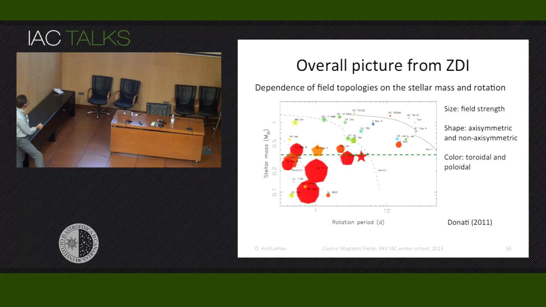You see there are some systematic trends: some poloidal fields for solar-type stars, the rise of non-axisymmetric toroidal fields, and then very strong poloidal axisymmetric fields in M dwarfs. However, for M dwarfs the picture is not so clear, because there are also stars with very similar parameters having completely different geometry and strength of the field. So it's clearly not just a function of mass and rotation period.